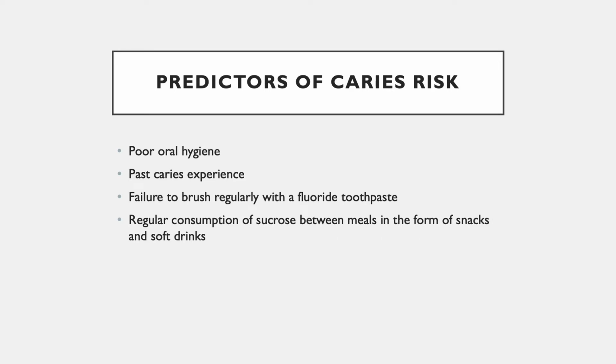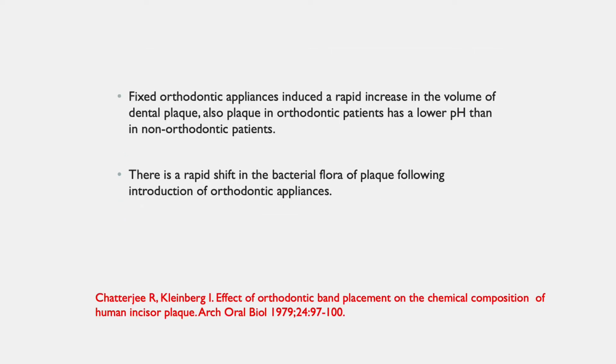How can we predict that our patient is susceptible to caries during orthodontic treatment? The hygiene of the patient is the best first indicator of caries risk. Any past caries exposure, failure to brush regularly with fluoride toothpaste, and regular consumption of sucrose between meals in the form of snacks and soft drinks are all predictors of the risk of cavities.